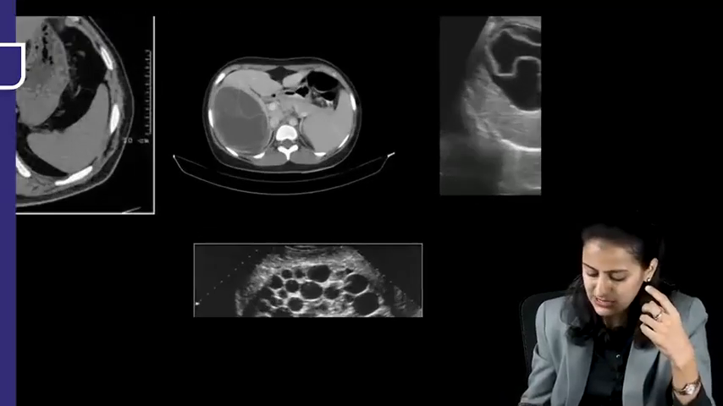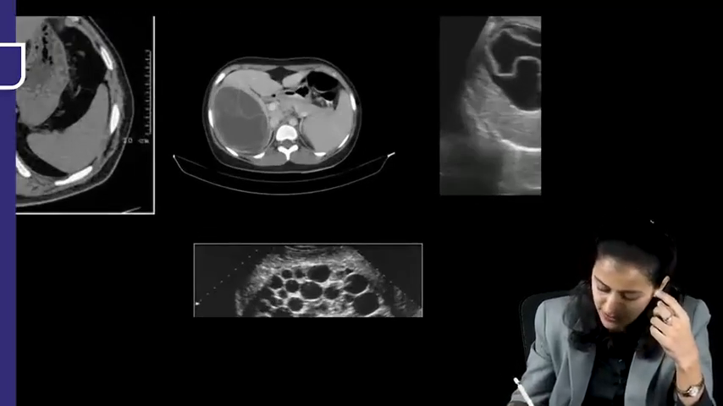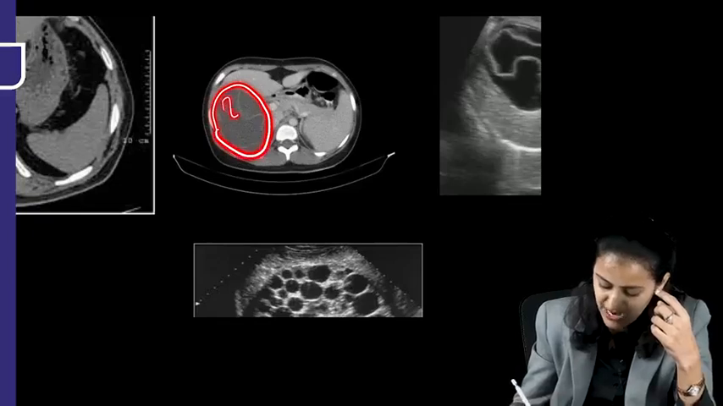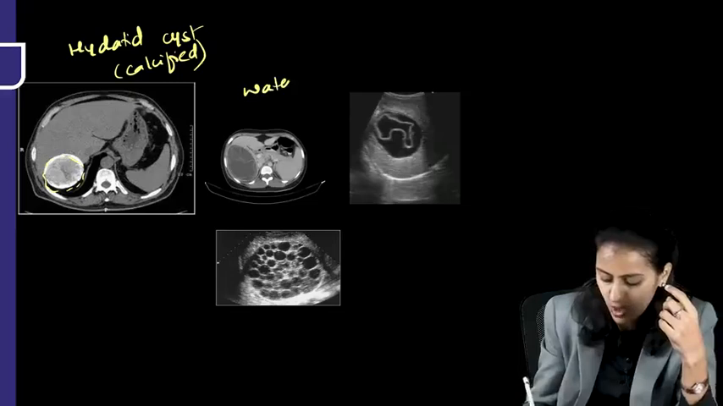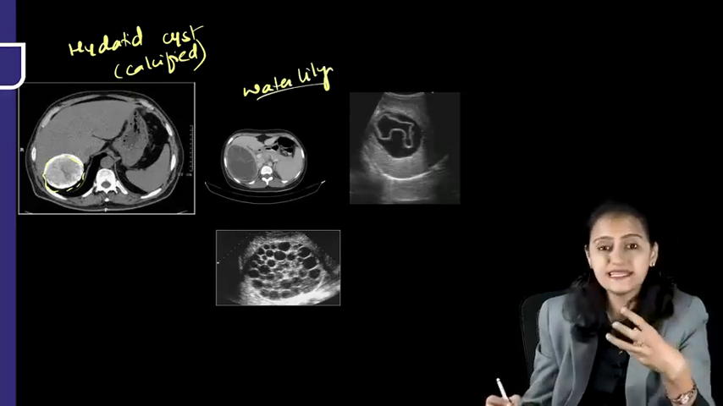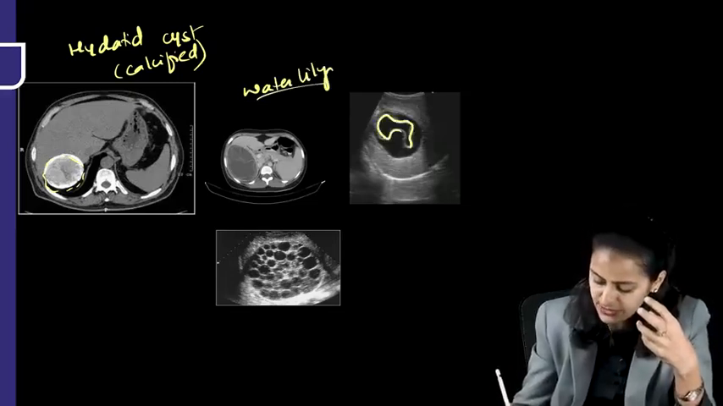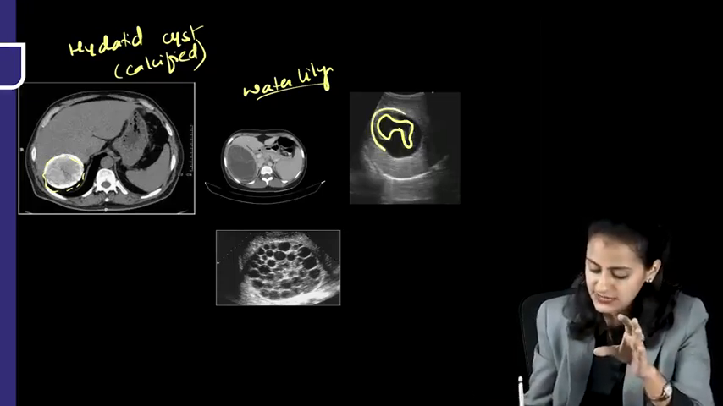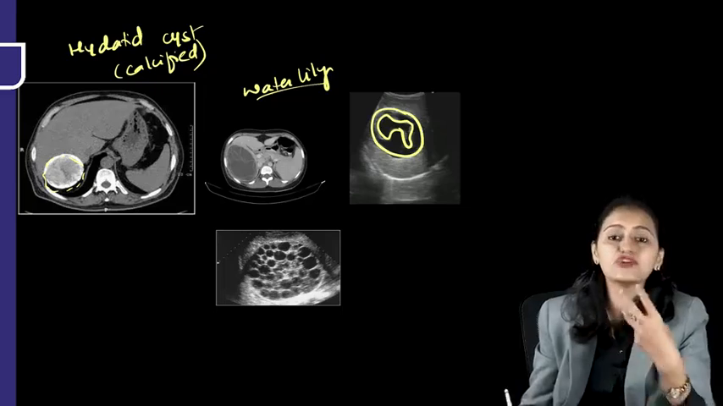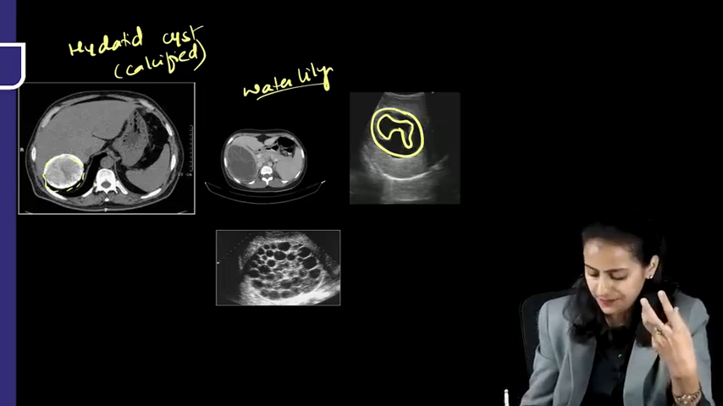Other image as in the recent exam also, within the liver there is a lesion which has some membrane-like thing floating within. So that is like the water lily sign on CT. This is the water lily sign on ultrasound. Look at how on ultrasound the cystic lesion appears black. Fluid appears black on ultrasound.